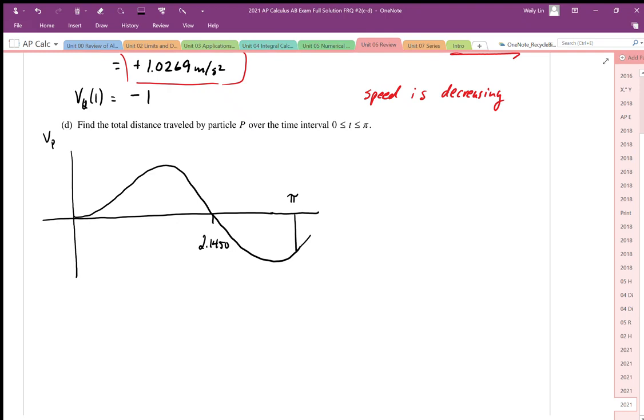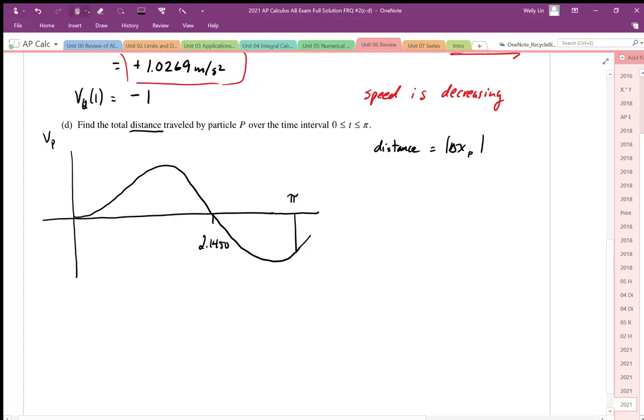Calculate the total distance that's traveled by p over the time interval 0 to pi. We have to be clear that we are finding the total distance, and we have to remember that distance is the absolute value of position, so we need the absolute value of the change in the position.